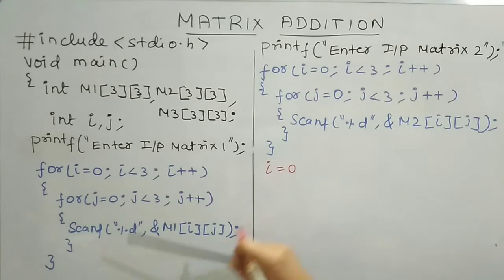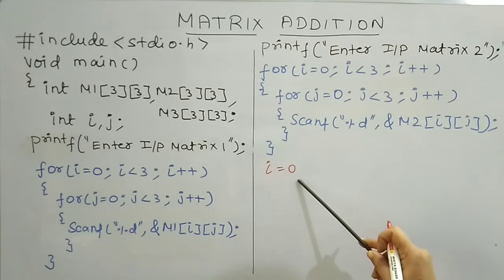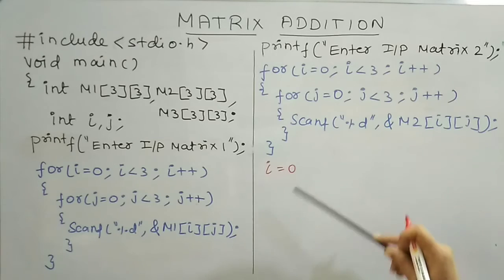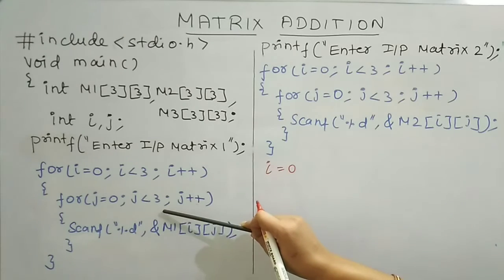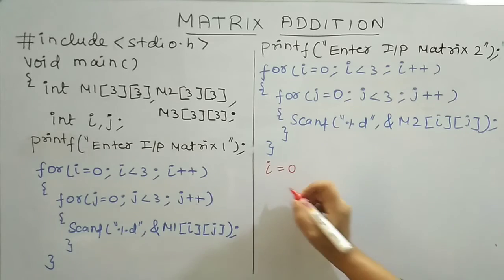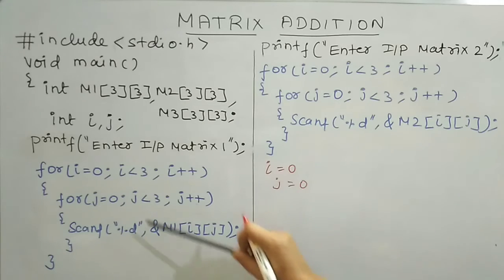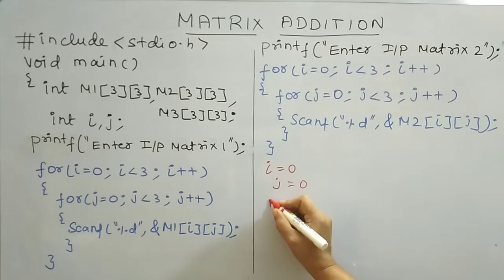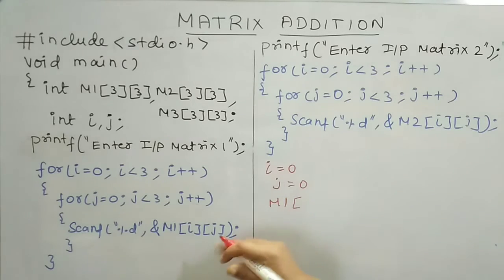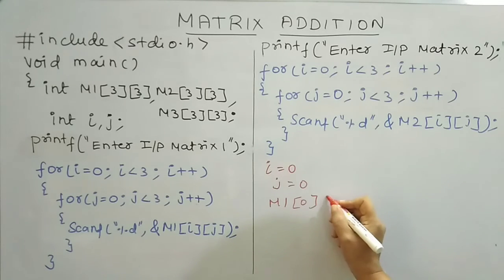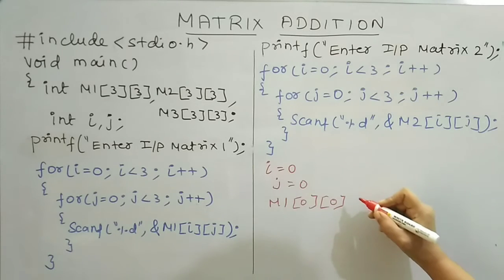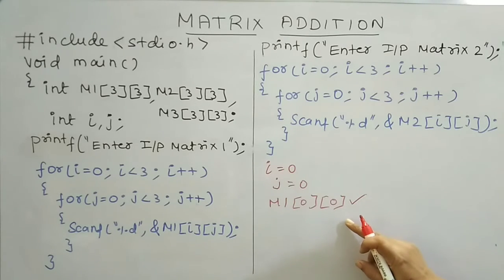How long will this outer loop get executed? Until i is less than 3. i is going to take the index positions of the rows, 0, 1 and 2. Initially the value of i is 0, and I am getting inside the inner for loop. Initially the value of j is equal to 0. Then I am getting inside this inner for loop, which executes a scanf statement. I am going to get the value of the first element in the first row of M1, that is M1 of i comma j, where i is 0 and j is 0.